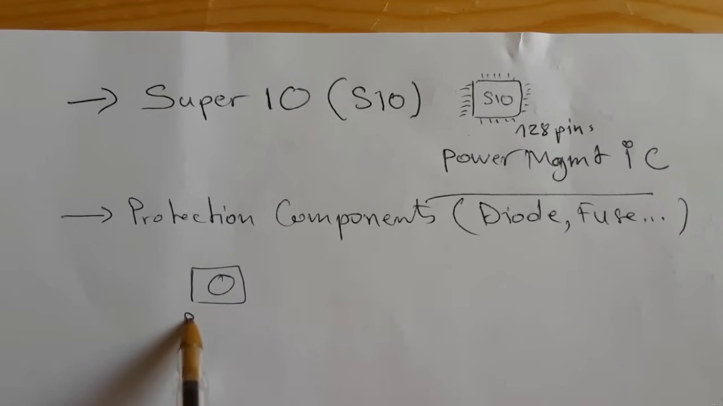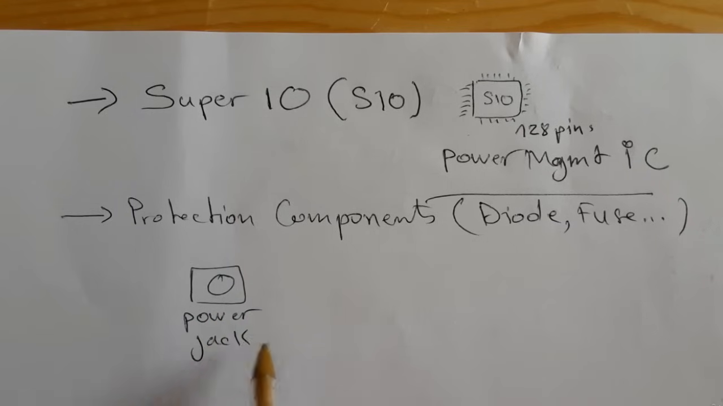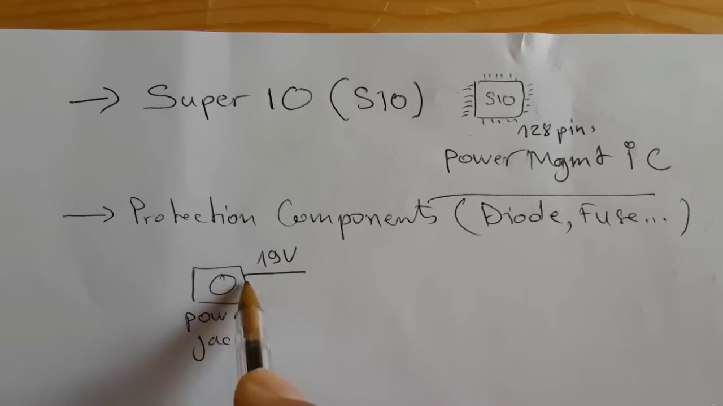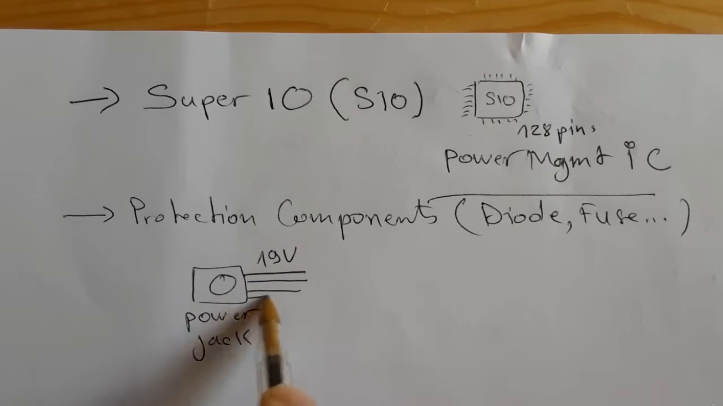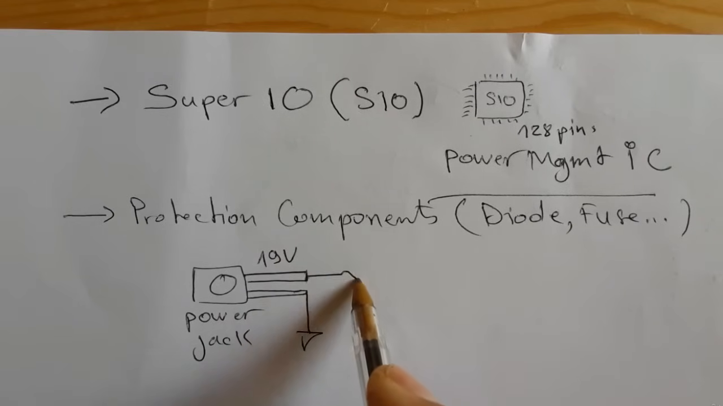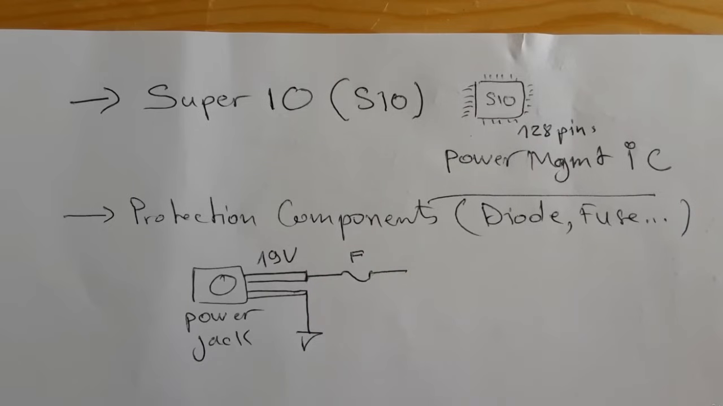So let's assume that this is the power jack, for example, for the laptop. Here we have, as you can see, 19 volts. We have two wires, and the other two wires are connected to the ground. Let's assume that this 19 volts should be passed through a fuse. A fuse is a protection component.